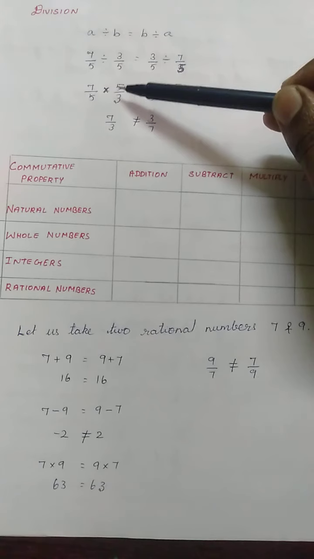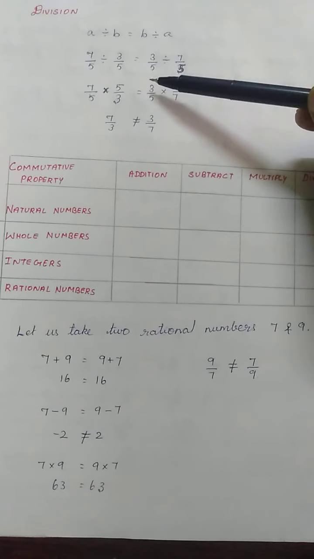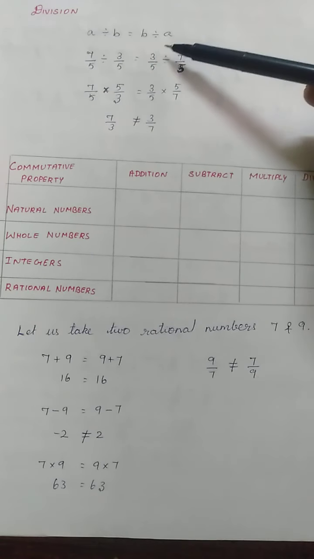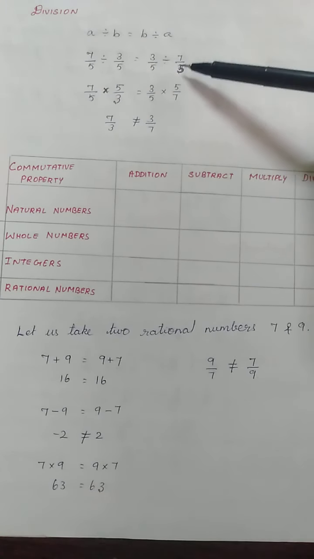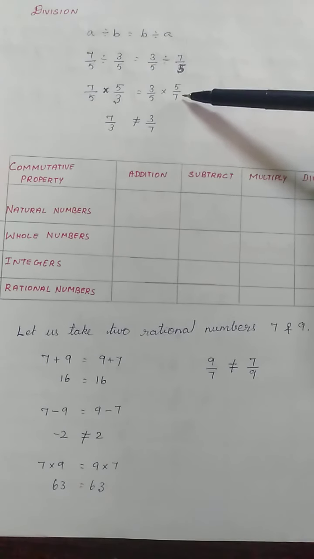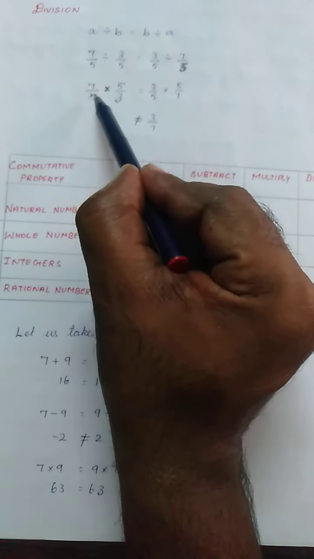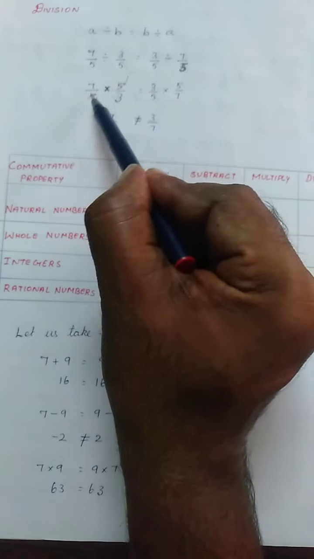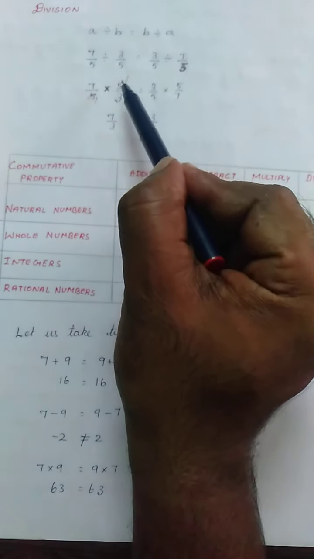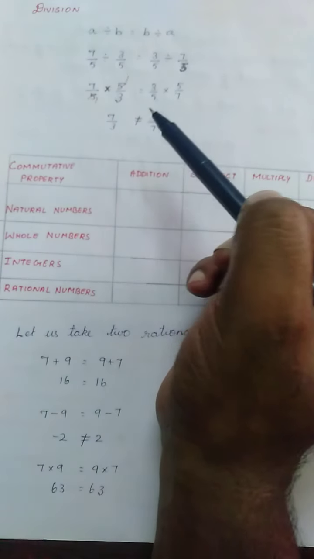3 by 5 has been changed to 5 by 3, which equals 7 by 5 times 5 by 3. On the other side, 3 by 5 will be as it is. The division symbol we change to multiplication, and 7 by 5 will be changed to 5 by 7. Now cancel this 5. 5 ones are 5, 5 ones are 5. Under multiplication, the denominator and the numerator can be cancelled, you know this. So 7 ones are 7, 1 3s are 3.